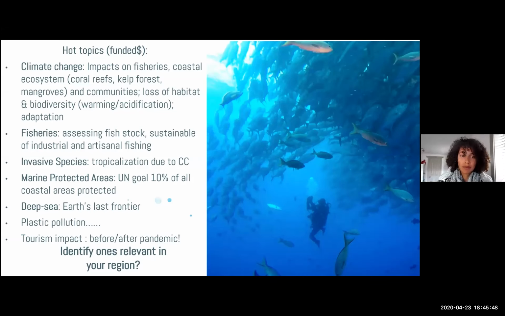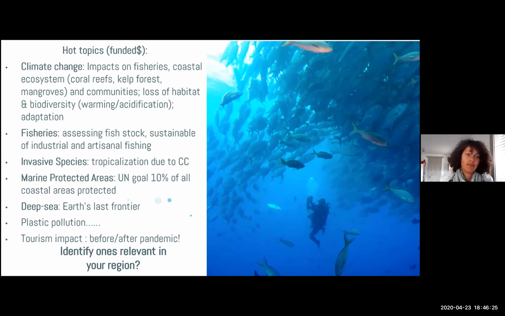Plastic pollution is a big one. Gets a lot of funding, and then tourism impacts. And I think this one's going to be super hot because right now, these last 3 months at least, tourism has completely stopped, and there's such a big opportunity to understand the impacts of all kinds of water sports and water tourism, marine tourism, related to marine ecosystems, as no one, for example, in Galapagos, there's not a single tourist. So I think there's going to be a lot of interesting studies looking at before and after the pandemic.